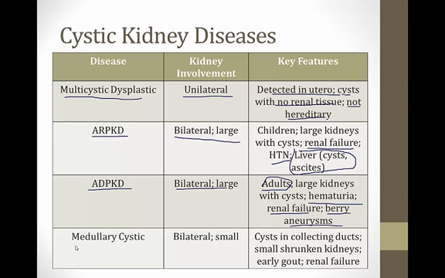And then finally we discussed medullary cystic. So this is usually bilateral, but the kidneys are small and shrunken from fibrosis. There can be cysts in the collecting duct, although remember they're often not seen. Small shrunken kidneys, early onset of gout, and then renal failure. And that concludes our module on cystic kidney disease.